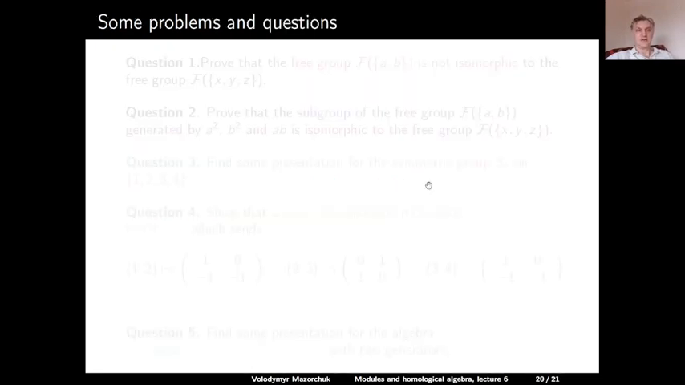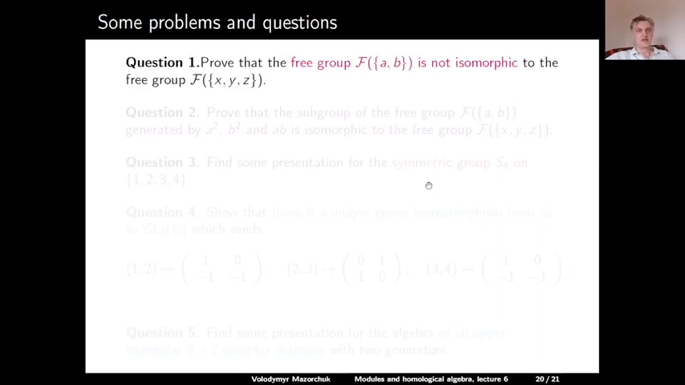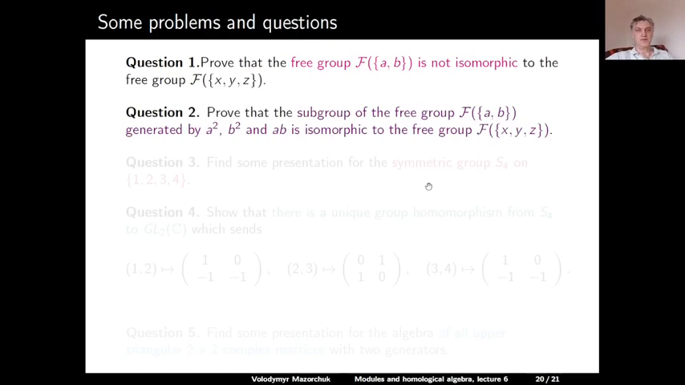Let us finish with some problems and questions. Question 1. Prove that the free group on 2 letters is not isomorphic to the free group on 3 letters. Question 2. Prove that the subgroup of the free group on 2 letters generated by the 3 words a squared, b squared, and ab is isomorphic to the free group on 3 letters. Question 3. Find some presentation for the symmetric group S4 on the elements 1, 2, 3, and 4.